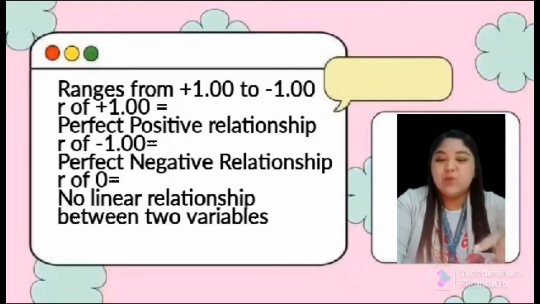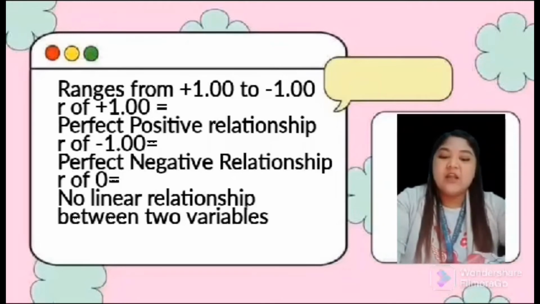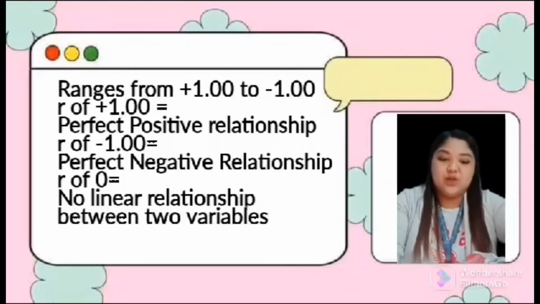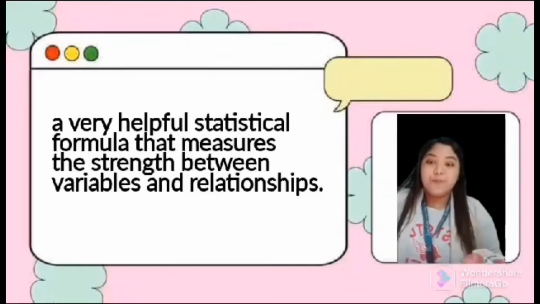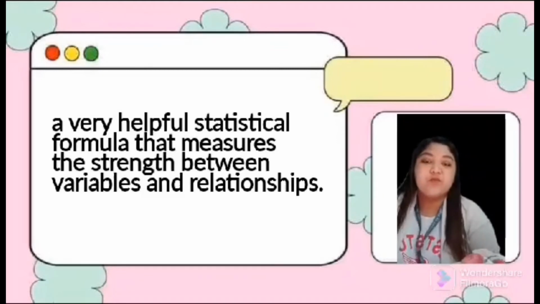An R of positive 1 represents a perfect positive relationship, while a value of negative 1 represents a perfect negative relationship. An R of 0 indicates that no linear relationship exists between two variables. The correlation approach is used with linearly related data, meaning data whose scatter plot shows a straight line relationship. The Pearson correlation coefficient is a very helpful statistical formula that measures the strength of the relationship between variables.